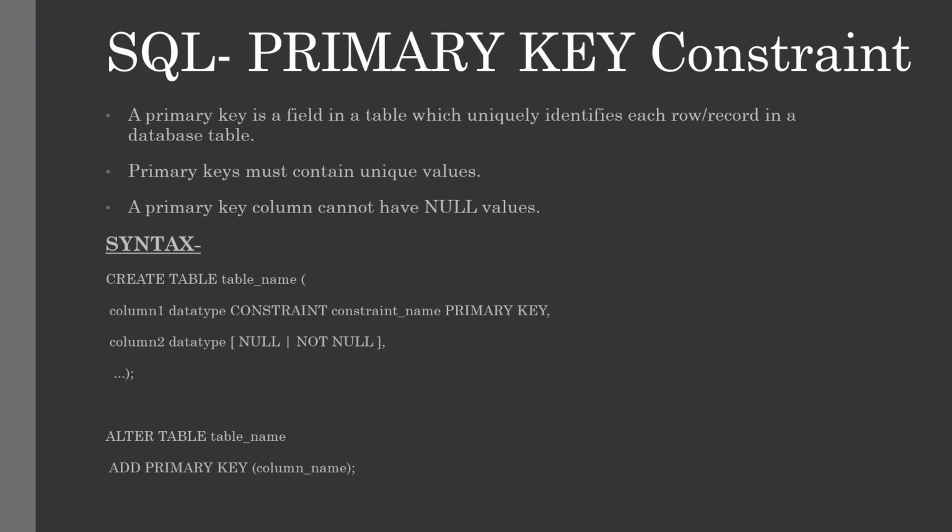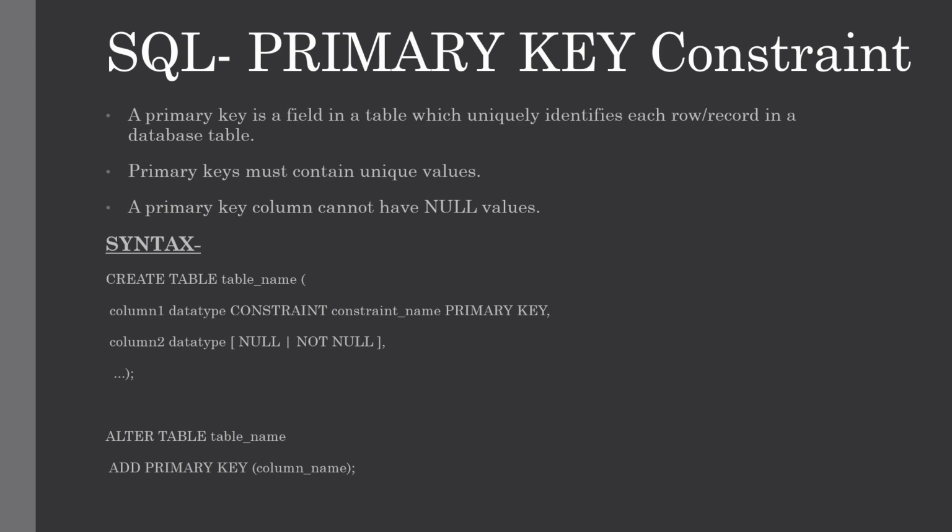We have seen what a null value is and how to deal with them in the not null constraint video. For that video, just click the I button here. A table can have only one primary key, which may consist of a single or multiple fields. When multiple fields are used as a primary key, they are called a composite key.